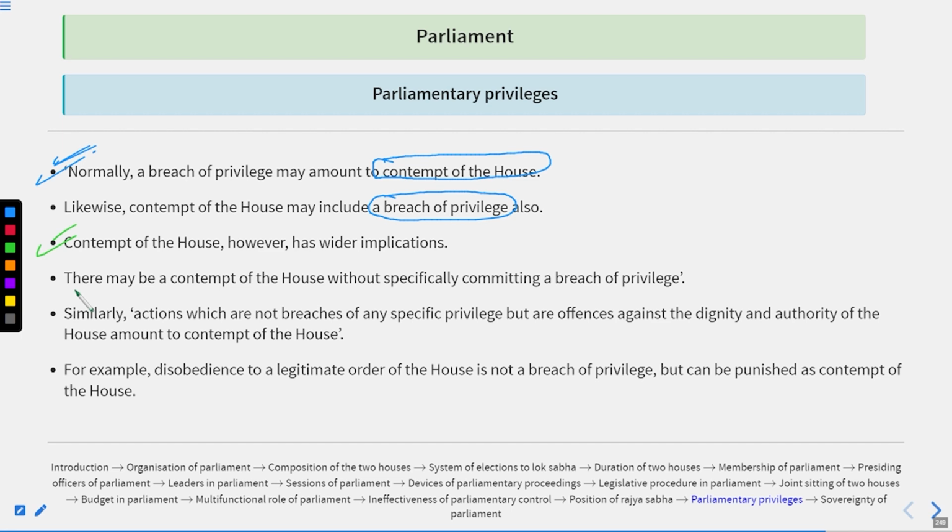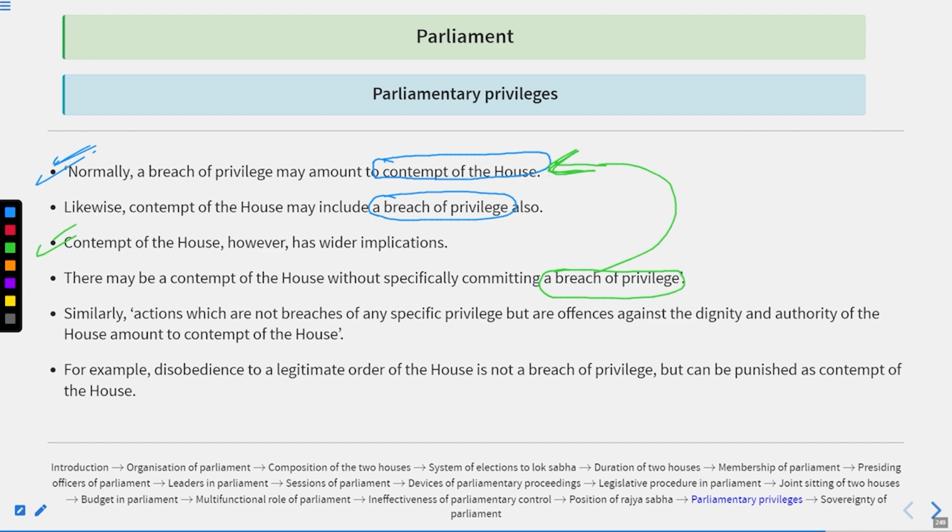Contempt of the house, however, has wider implications. There may be a contempt of the house without specifically committing a breach of privilege. It means that breach of privilege is a part of the contempt of the house. The breach of privilege does not cover the contempt of the house, but contempt of the house covers the breach of privilege.